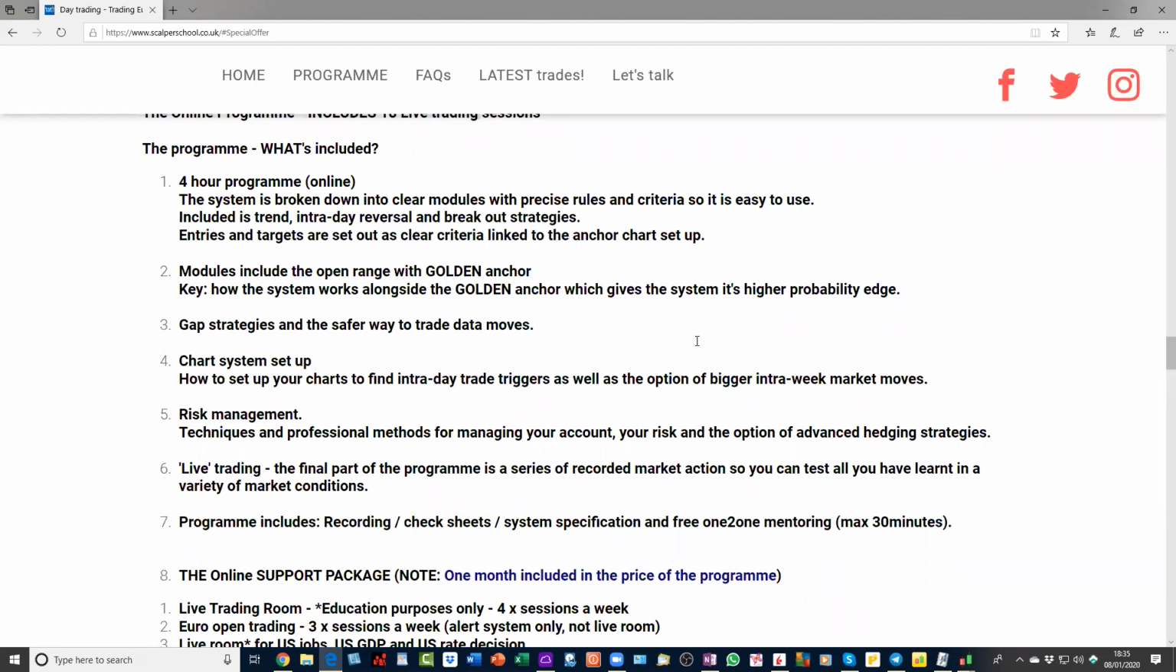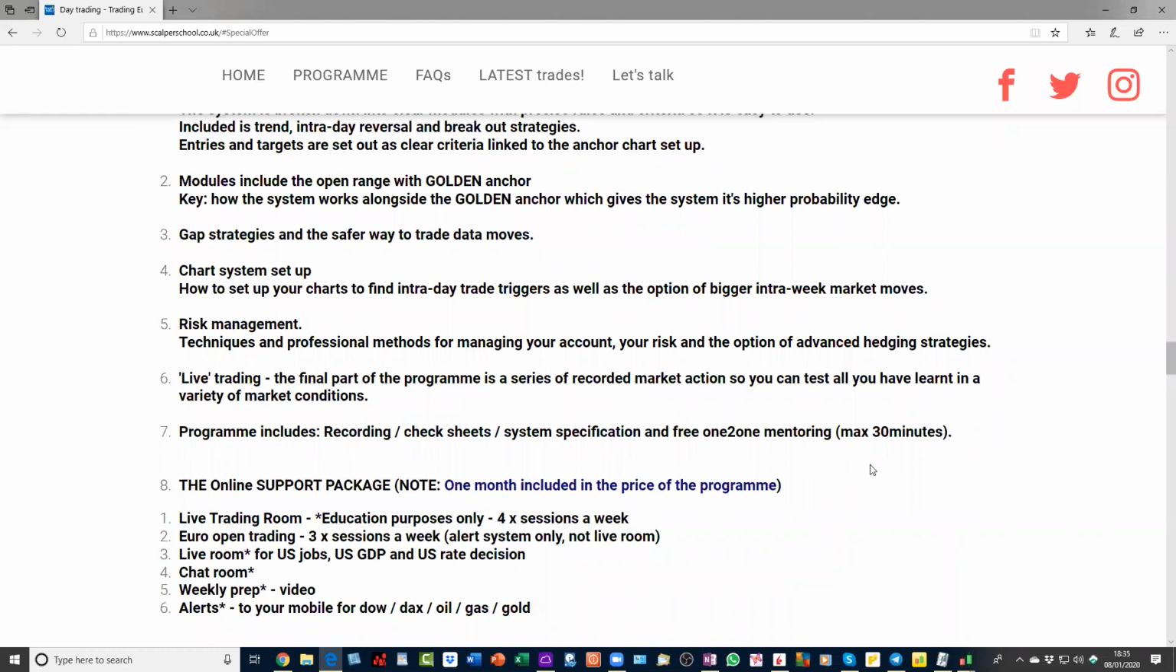Risk management, there's not enough time spent on risk management. I think it's absolutely crucial. If you're going to manage your account, if you're going to keep on the right side of your trades, or keep building your account, you really need to be very, very clear about aspects of risk management.